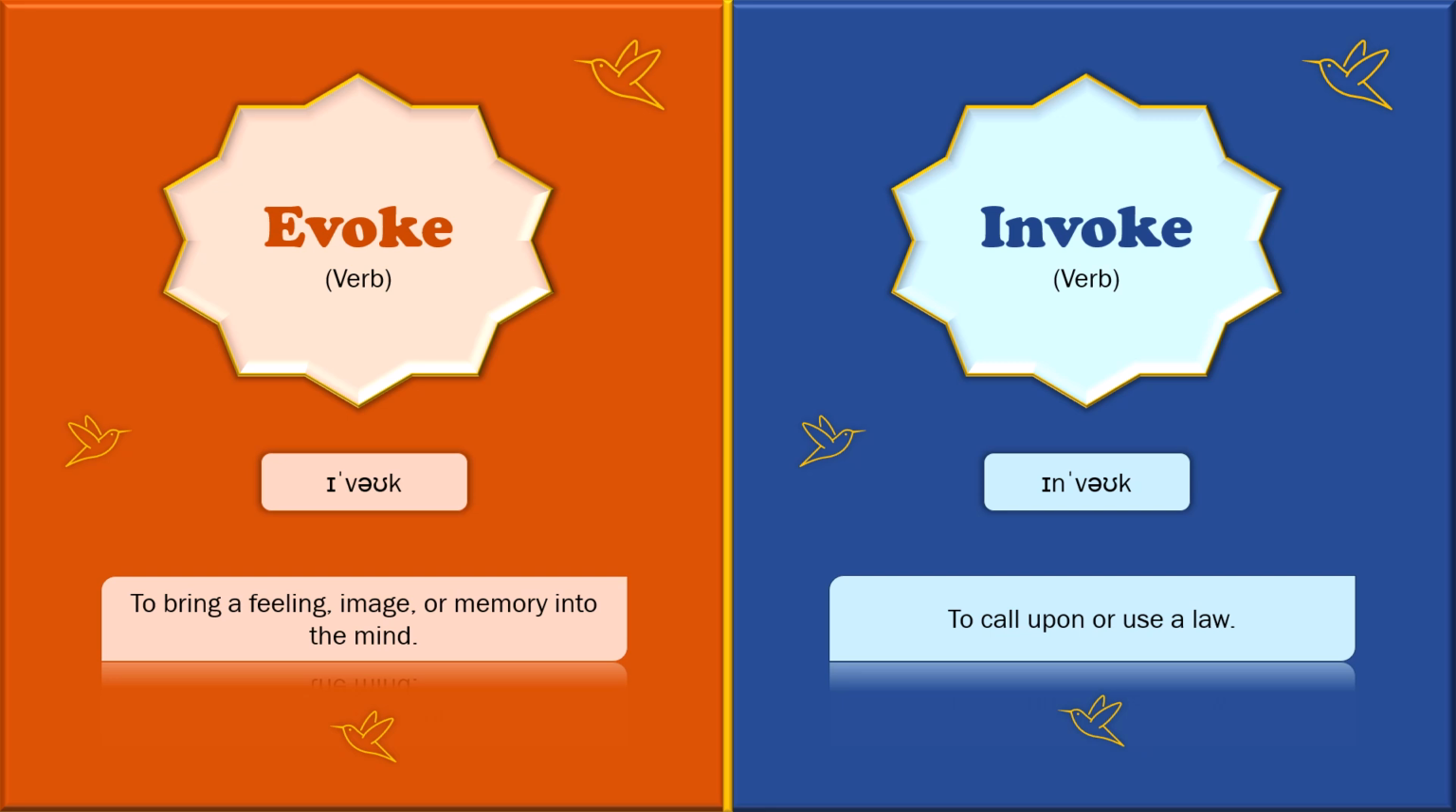On the other hand, invoke means to call upon something, like a law, right, or even a higher power. For example, a lawyer might invoke a specific law in court. Understanding the difference between these two will help you use them clearly and correctly in your writing and speaking.